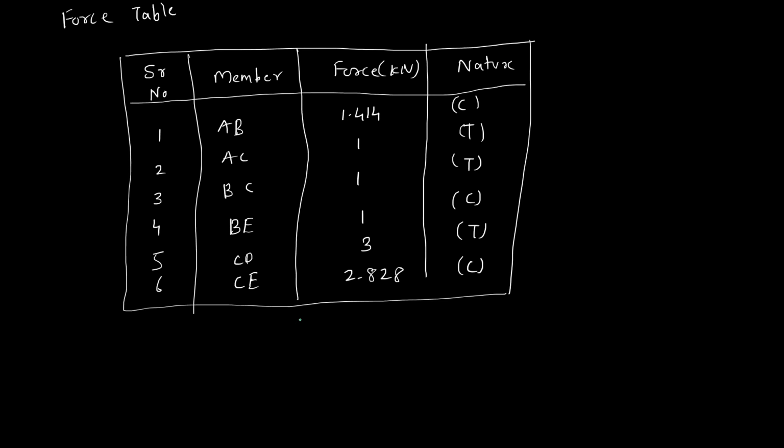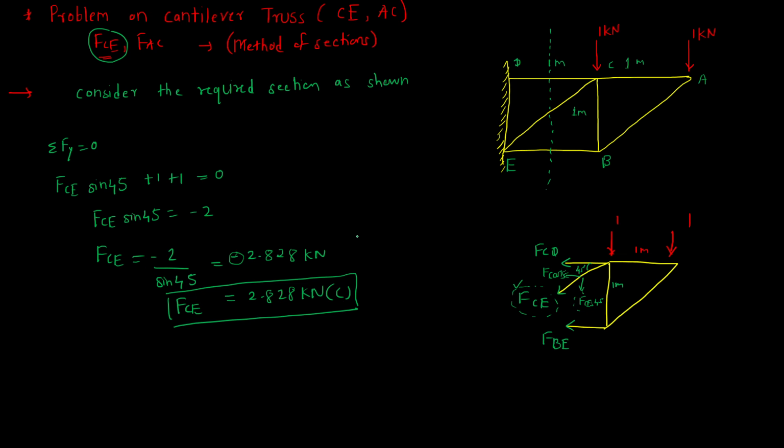If we check it from the previous problem, FCE is 2.828 and it is compression, so that means it is correct. Similarly you can go for FAC, which we have discussed in the previous class. You can take joint A only to find AC, or if you want to do it by the method of sections, you just take a section like this. This is the second section, then this will be the force and this will be the other force. You apply sigma Fx equal to 0 and sigma Fy equal to 0, and you will get the value of FAC.